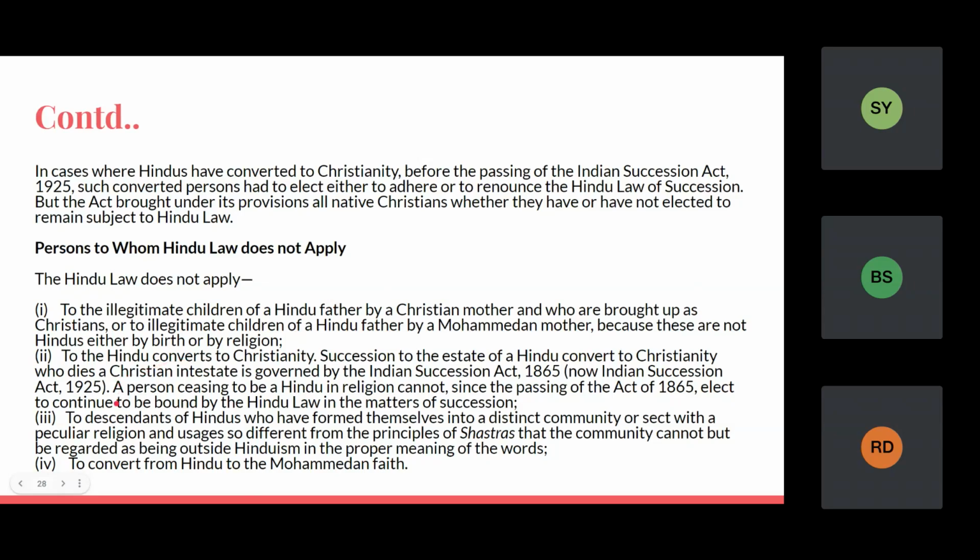Now, Hindu law does not apply to descendants of Hindus who have formed themselves into a distinct community or sect with a peculiar religion and usages so different from the principles of the Shastras that the community cannot be regarded as being within Hinduism in the proper meaning of the word. So, to these people also, Hindu law will not apply. And Hindu law will also not apply to a convert from Hindu to the Mohammedan faith, somebody who is a Hindu converted into the Muslim faith. Also to them, Hindu law will not apply.